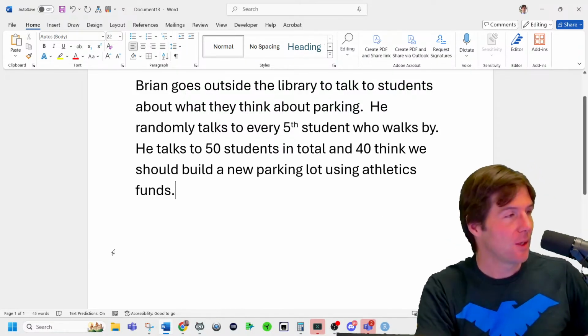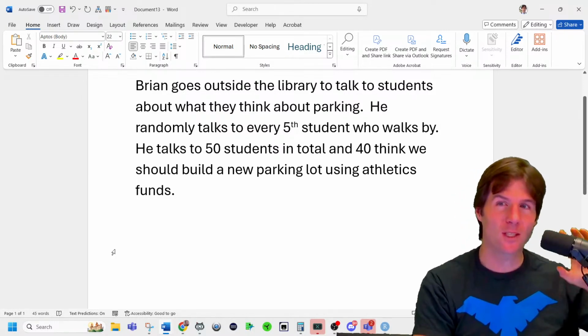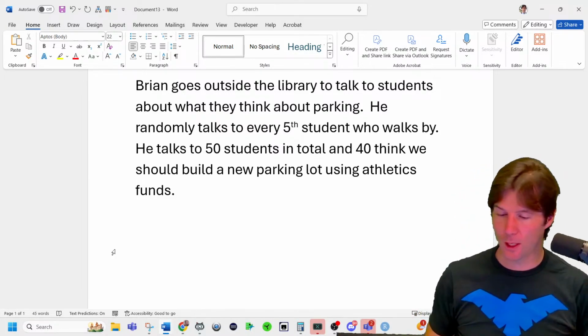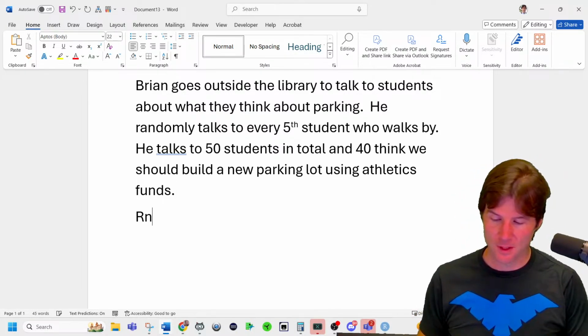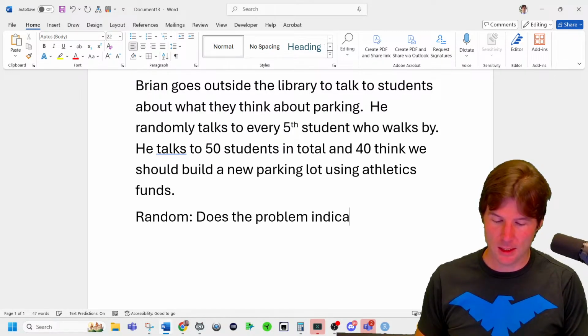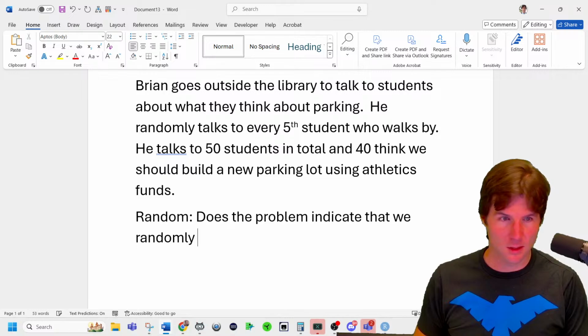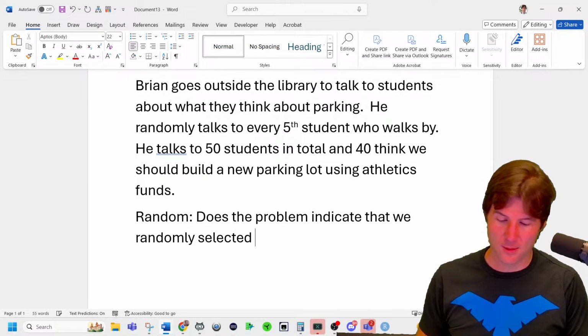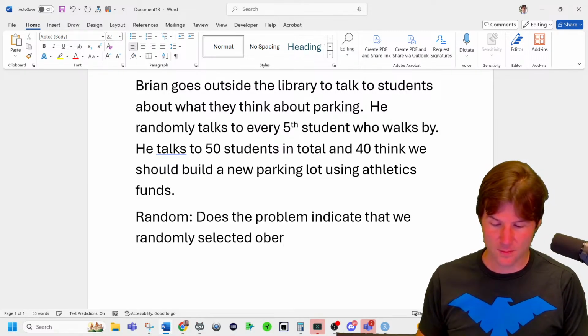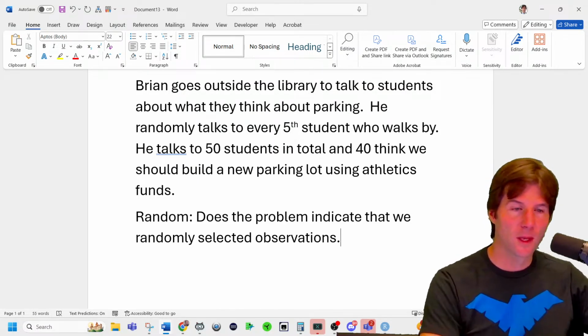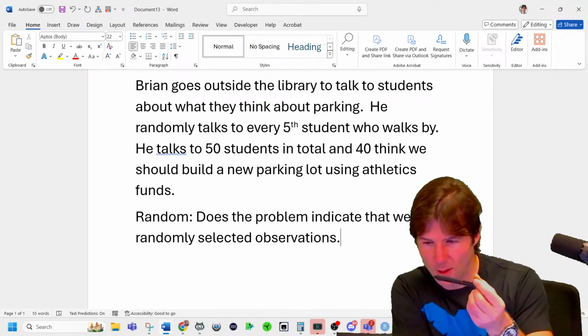Condition 1, do we pass or fail it? We got about 10 more minutes. Condition 1, do we pass or fail, and why? Random. You need to ask yourself, does the problem indicate that we randomly selected people? Observations. Yeah, Brian says, and we'll highlight what in the problem says that.